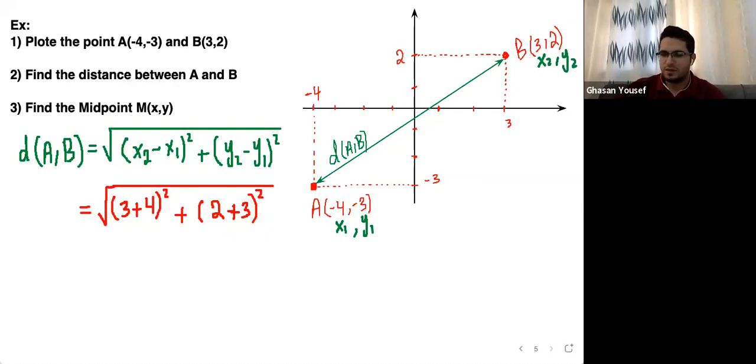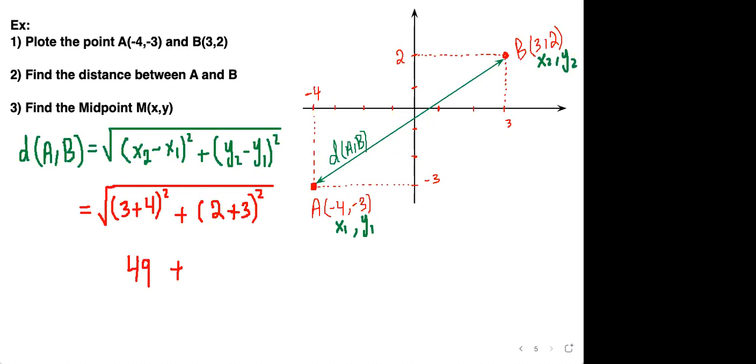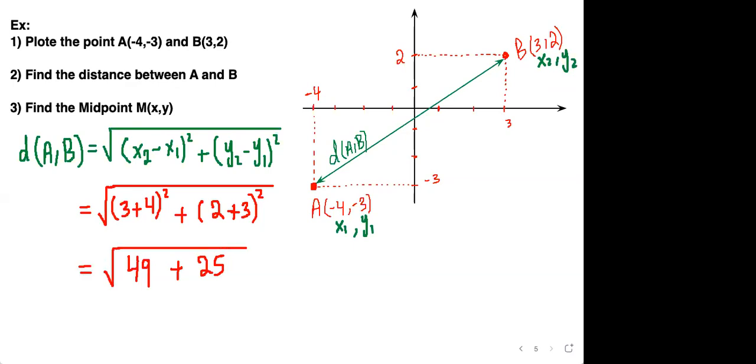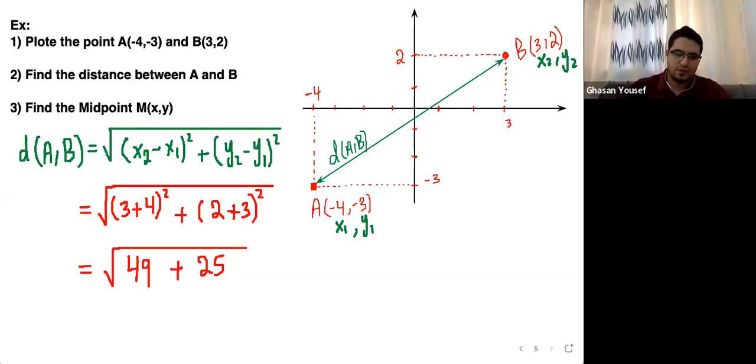Now 3 plus 4 is 7. The square of 7 is 49, like Eric said. This is correct. This is 49 plus 2 plus 3 is 5, and the square of 5 is 25. Correct. Now you simplify everything here. So here I get 74. So the square root of 74. Exactly, the square root of 74.